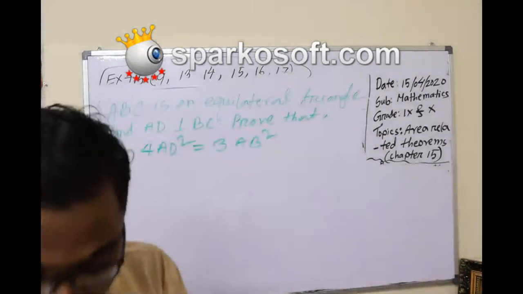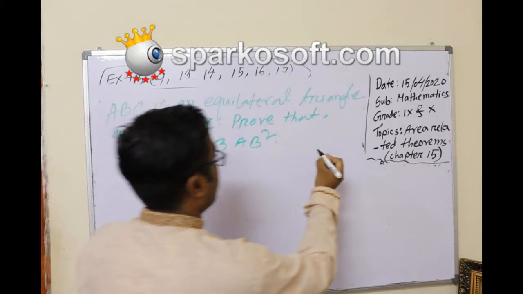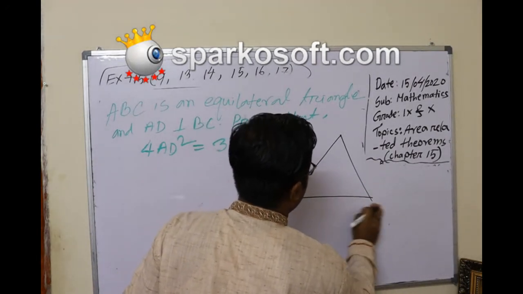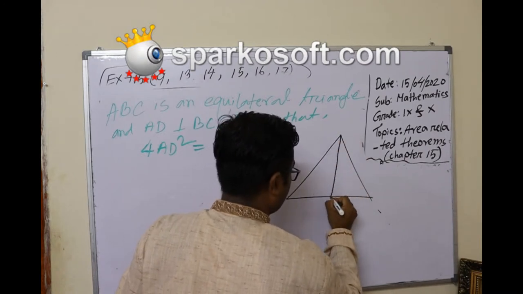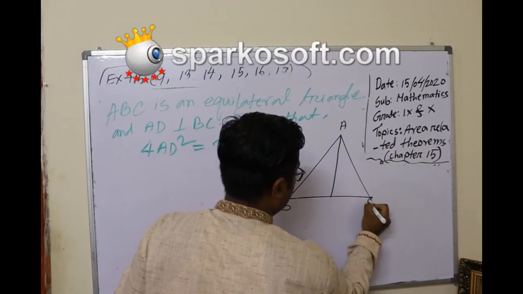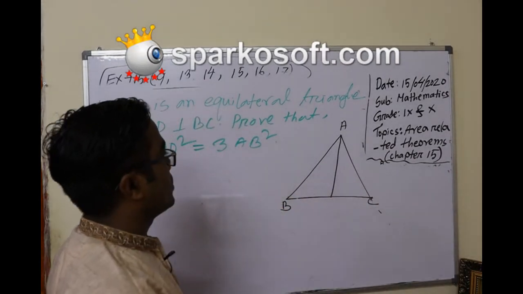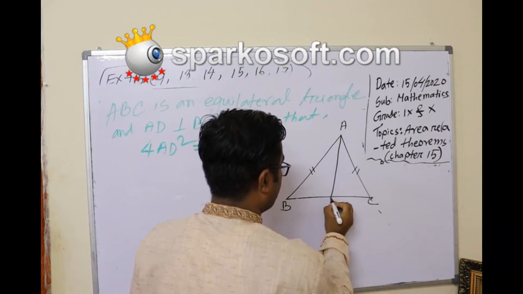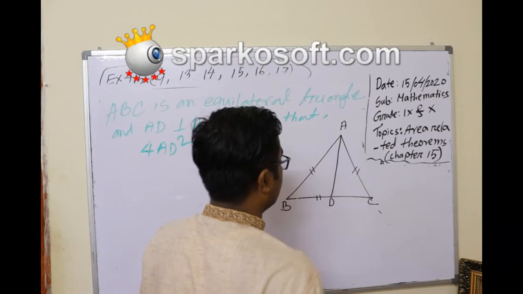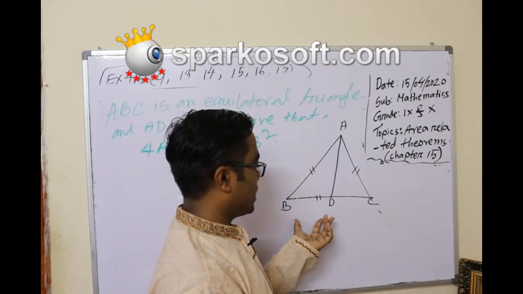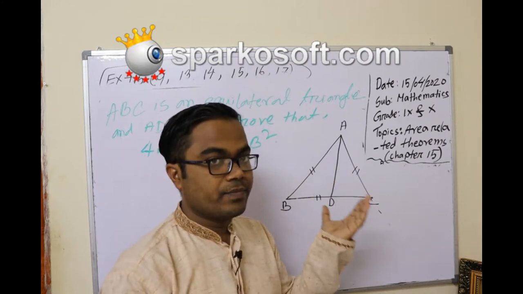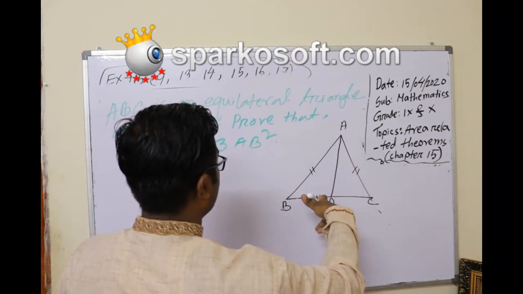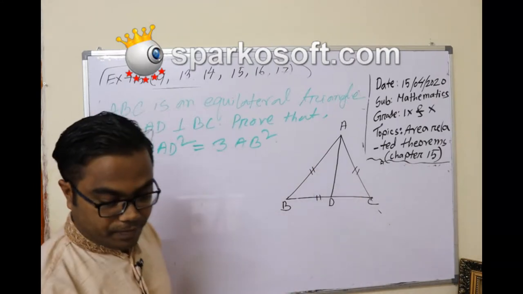ABC is an equilateral triangle. First of all, you can draw a triangle. ABC is a triangle, not only triangle, this one is equilateral triangle, means all sides are equal. So you can consider like this dot and AD is perpendicular to BC, means this is the midpoint of BC. That time we can say BD equal CD equal half of BC. Clear? So we have to prove that 4AD square equal to 3AD square. Okay, write down the particular enunciation.